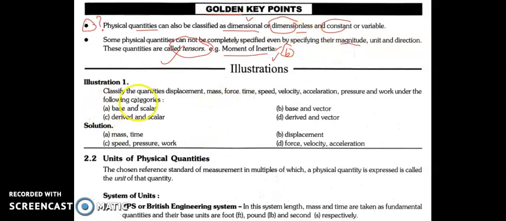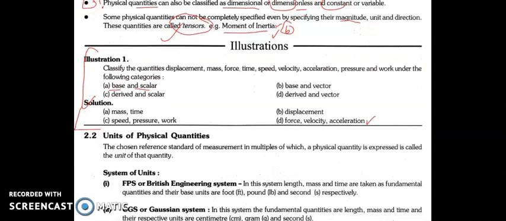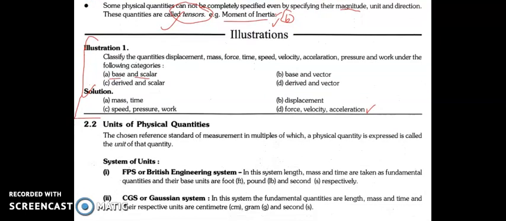Okay, let's try this illustration. Classify the quantities displacement, mass, force, this under the following categories: base and scalar. This is the solution for this. I hope this is a very simple question. You can try it on your own. If you would be having any doubt, we can of course discuss in our doubt class as well. So this is the solution for this question. Go through this, and if you find any problem at all, you can of course ask me anytime.